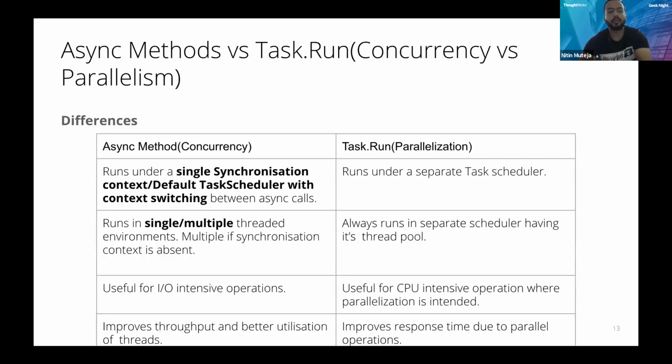I'll quickly talk about asynchronous methods and the Task Parallel Library. A lot of people might still have confusion that there is already a Task Parallel Library. So what is actually the difference between asynchronous methods and when you create a new task by executing Task.Run? Asynchronous methods introduce concurrency in your application, whereas if you create a new task, it will introduce parallelization in your application.